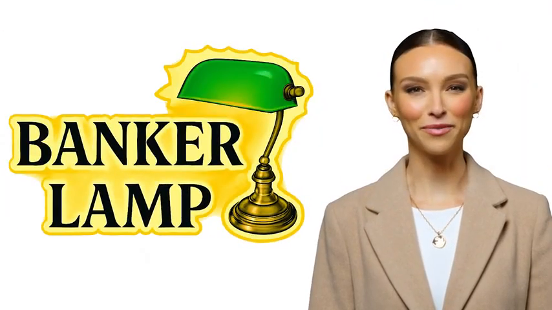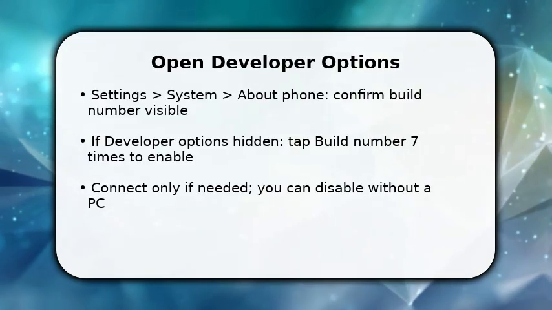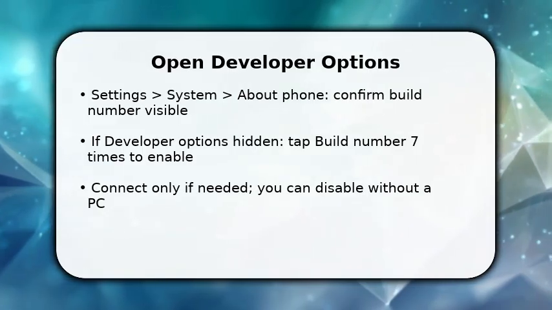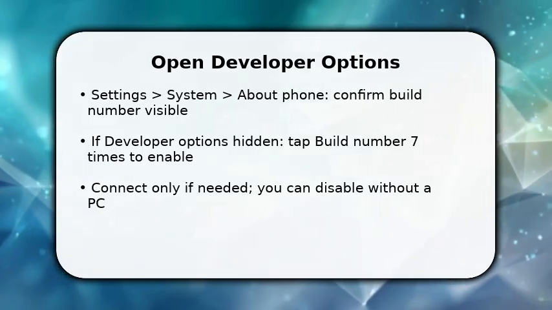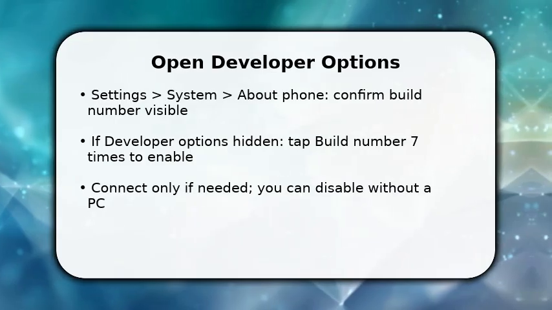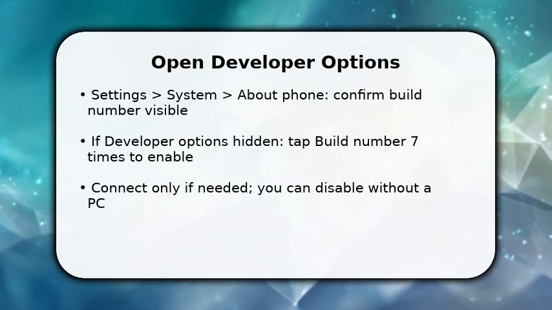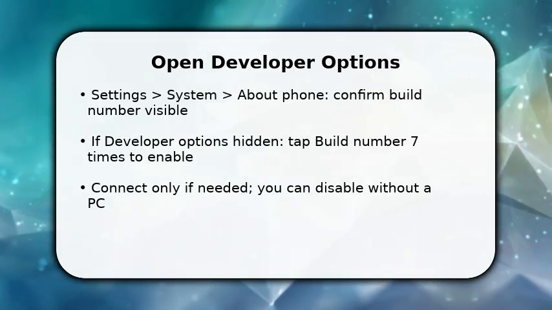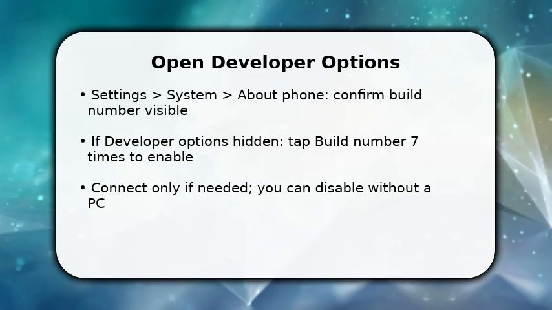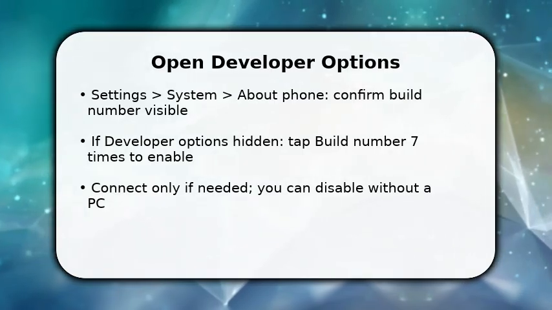Please enjoy the video. You start by opening Settings and locating Developer Options. This is where USB Debugging lives. First, confirm Developer Options is enabled. Tap build number 7 times if it isn't. Once done, return to System Developer Options so you're on the exact screen that controls debugging.